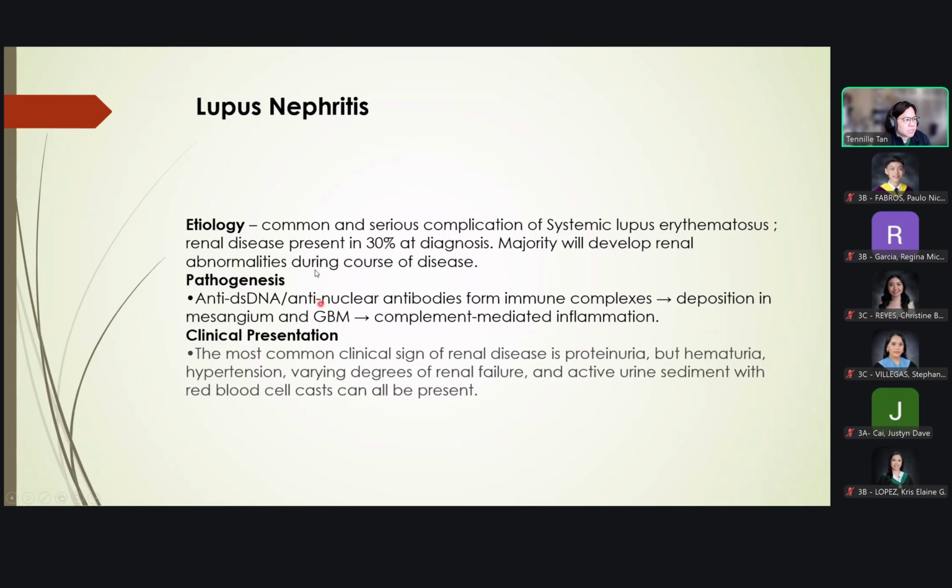So pathogenesis, you have your anti-dsDNA, double-stranded DNA, or antinuclear antibodies that will form your immune complexes. They will deposit in the mesangium and GBM, and they will lead to complement-mediated inflammation. So clinical presentation, the most common clinical sign of renal disease is proteinuria, but hematuria, hypertension, and varying degrees of renal failure, and active urine sediment with red blood cell counts can also be present.